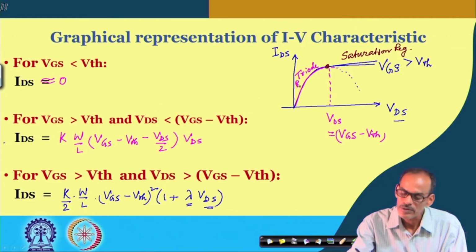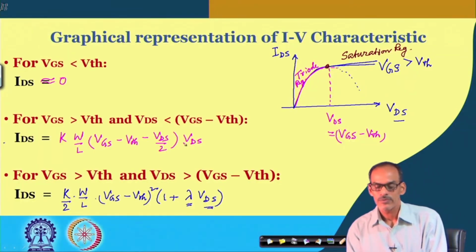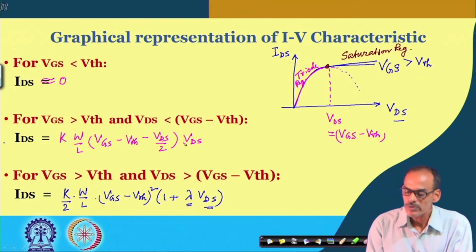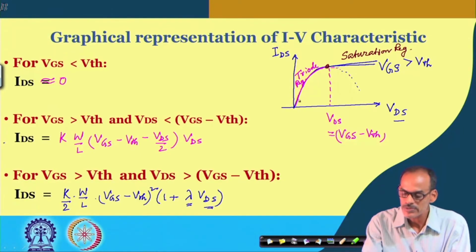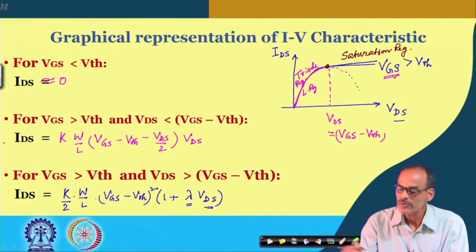Triode region, because the current depends on both Vgs and Vds. Sometimes it is also referred to as linear, particularly if you see this portion, the device behaves like a linear one. So, either we may say it is triode region or linear region. Now, this is for a given value of the Vgs.